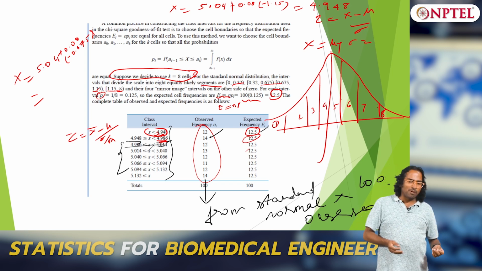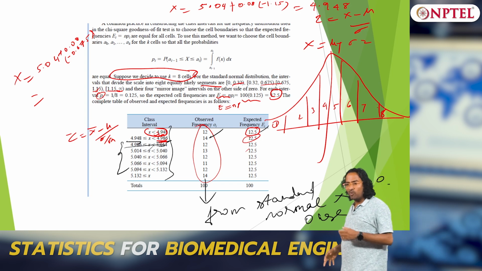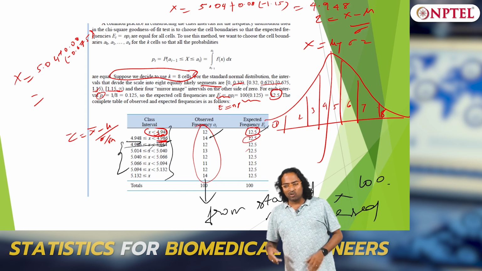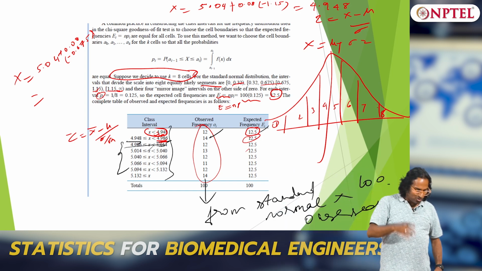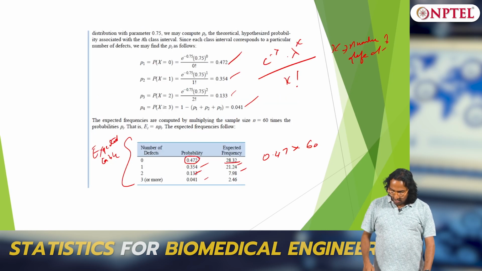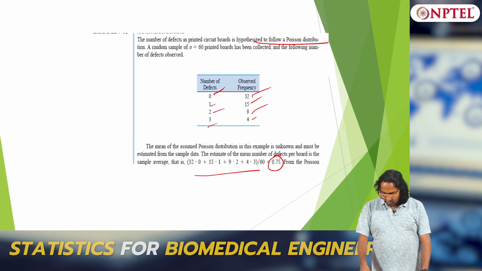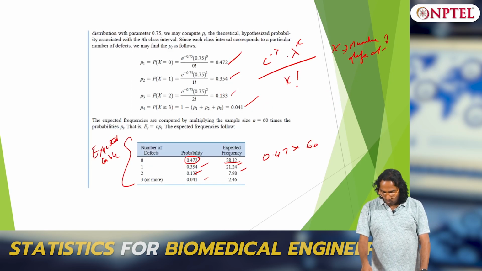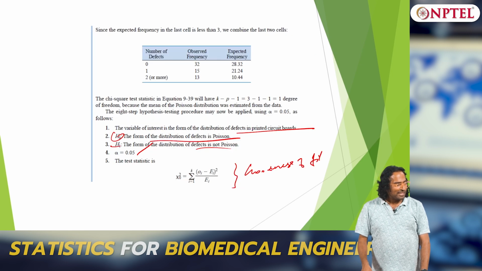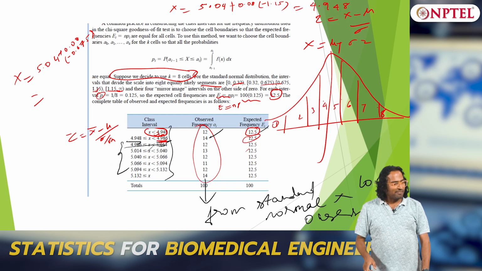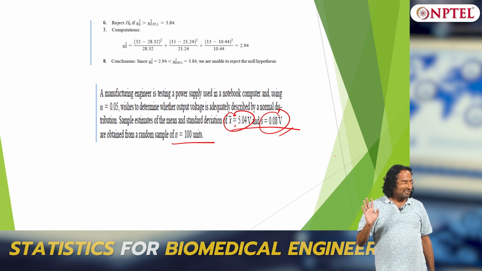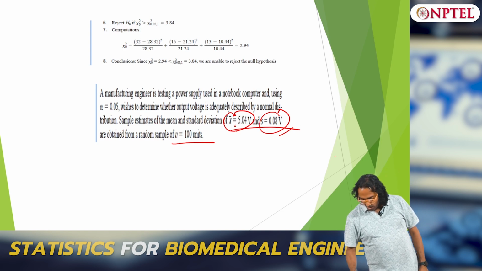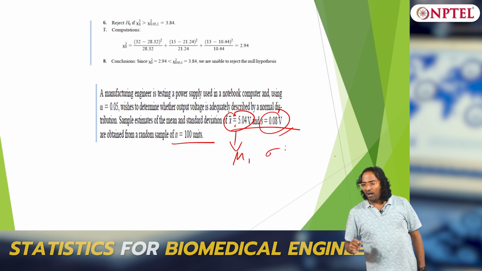The last problem was very easy because it was only discrete distributions. So lambda was calculated from the data, you substituted lambda, you saw the probability of defects, observed was given to you, only you calculated expected. In this case observed is not even given. Instead of observed, they gave you x bar and s. You have to assume them to be mu and sigma.